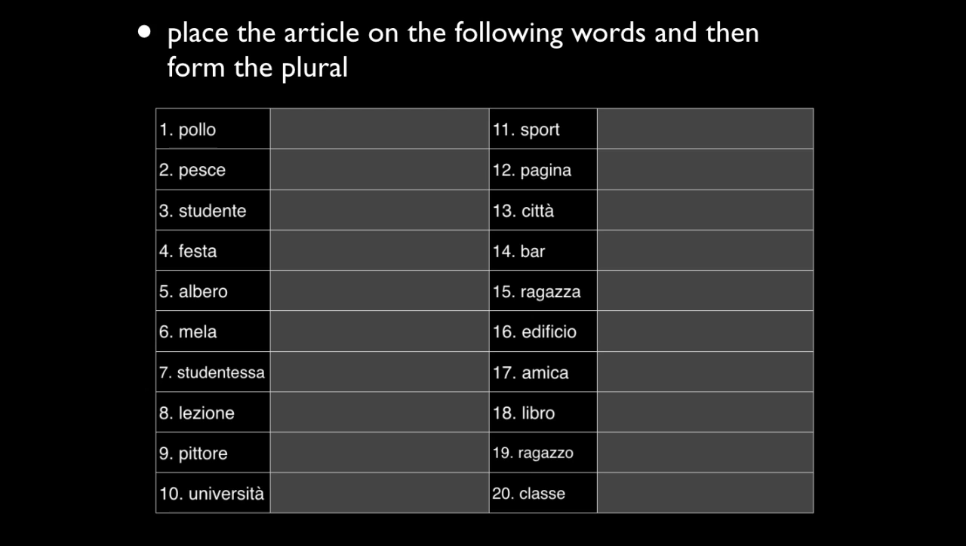So for the exercises in this video, I've got 20 words, and what I'm going to ask you to do is to place an article on the words and then form the plural. So for pollo, you would say il pollo and i polli, so the chicken and the chickens. And this should help you set things straight. So why don't you pause it here and do these exercises, and when you're done and you want the feedback, you can unpause it and see the responses.